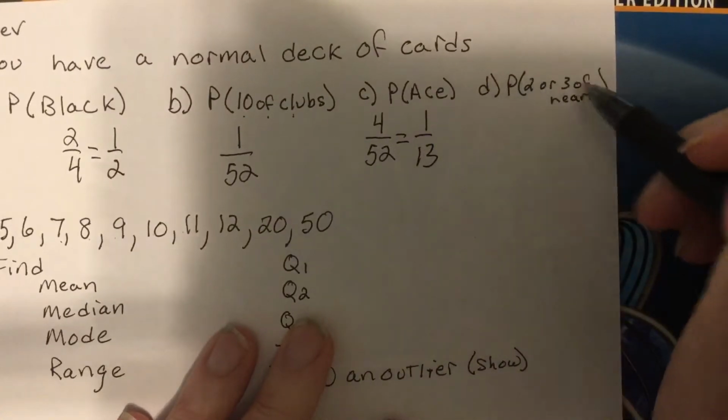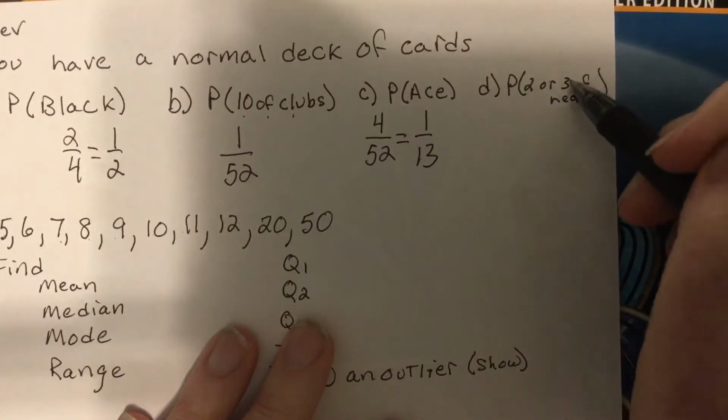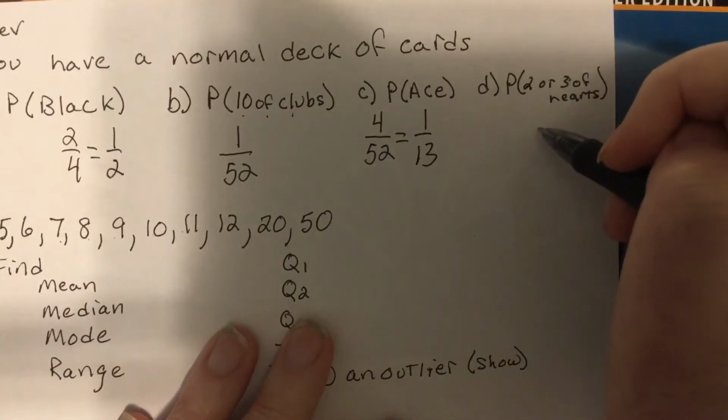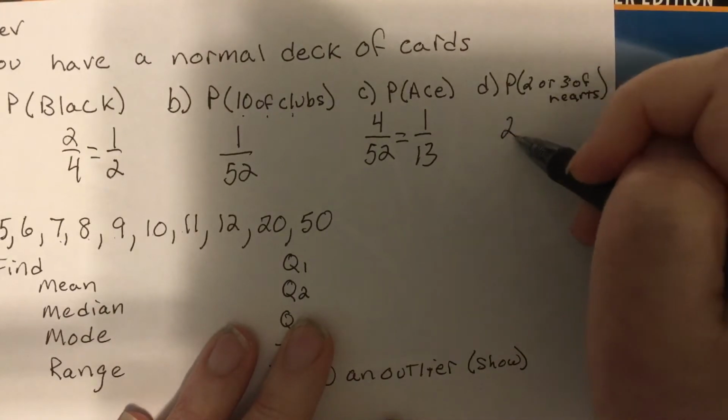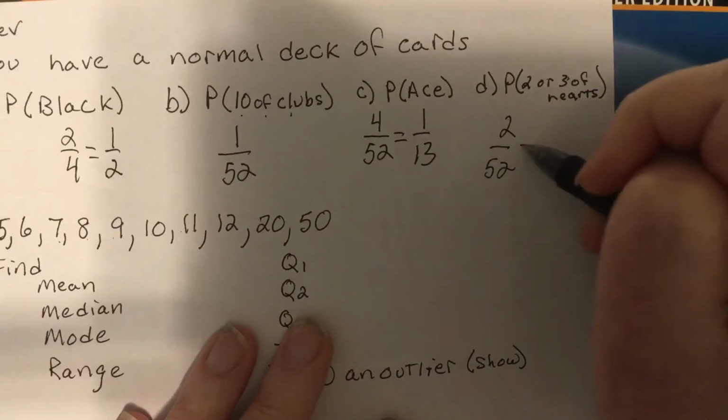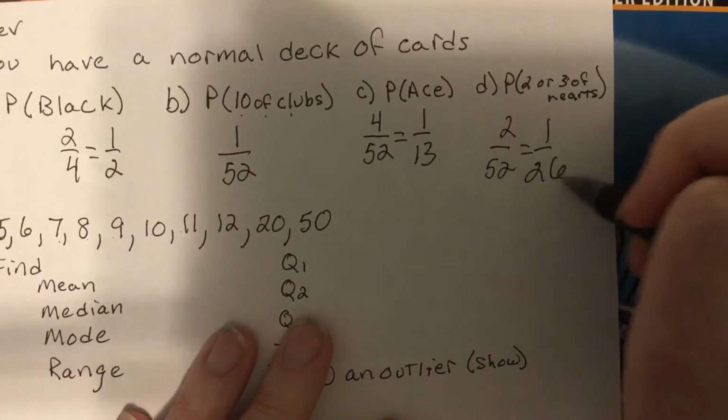And probability, it's a 2 or 3 of hearts. Well, there's only 2 cards that are a 2 or a 3, so it's 2 out of 52, or 1 out of 26.